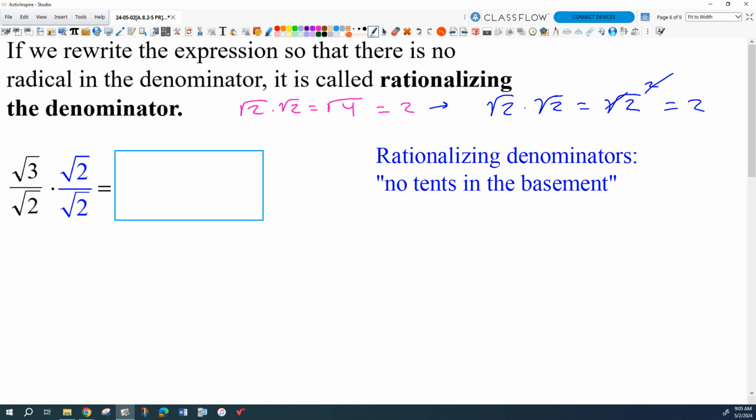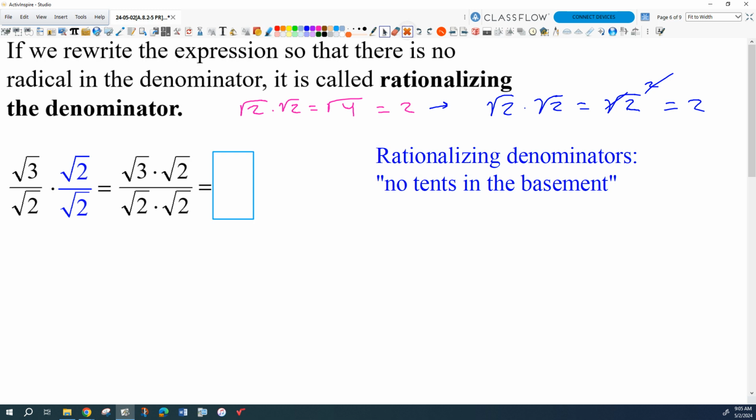So there's our strategy. How do we remember that we have to rationalize denominators? Just remember the saying, no tenths in the basement. Can't have any square roots below the fraction bar, okay? And so when we multiply straight across, on the bottom, we're going to get 2. What are we going to get on the top?